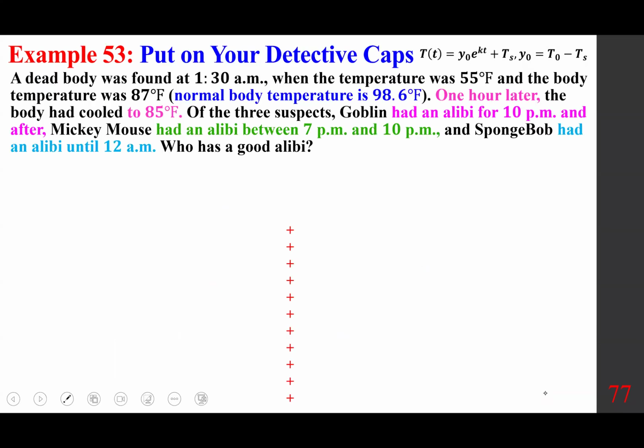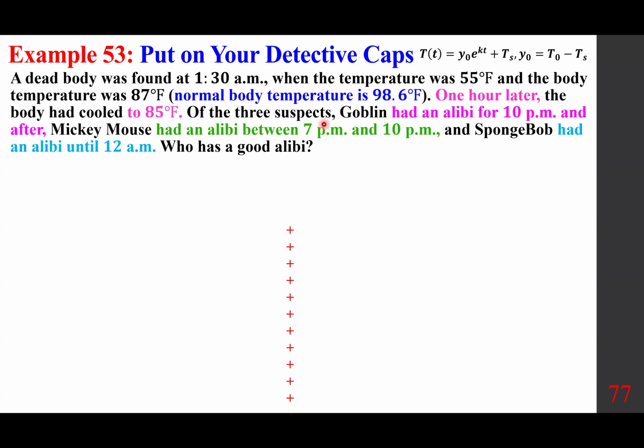All right, put on your detective cap, CSI. A dead body was found at 1:30 a.m. when the temperature was 55 degrees Fahrenheit and the body temperature was 87 degrees Fahrenheit. We are going to assume normal body temperature is 98.6 degrees Fahrenheit. Recently, there has been an issue with that. They have updated that, but in any event, most people still believe in 98.6 degrees Fahrenheit. So 1 hour later, the body had cooled down to 85 degrees Fahrenheit.